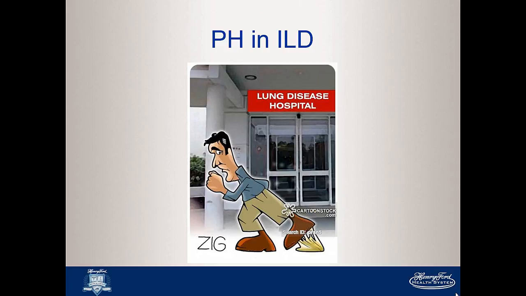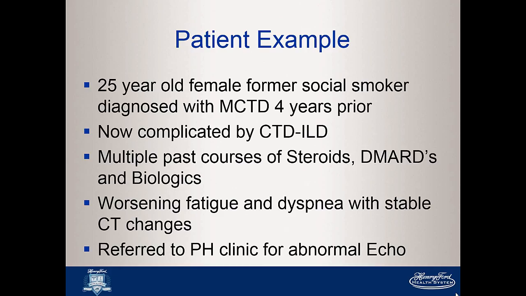Move on next to PH in interstitial lung disease. And again, another patient example that we have is a 25-year-old female, former social smoker. She was diagnosed with mixed connective tissue disease 4 years prior to presentation in our clinics. She now has connective tissue disease-related ILD, and has been on multiple courses of steroids, disease-modifying agents, and biologics. But she presents with worsening fatigue and dyspnea. However, her CT really hasn't changed that much. She's referred into our clinic for an abnormal echo.